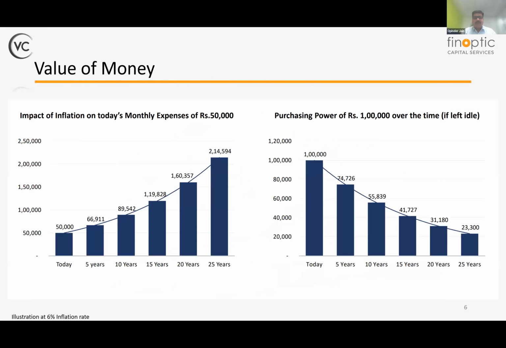When we talk about inflation, the impact on our money is, today, what is 50,000 rupees? Like the last session, which was taken by our DG, he also mentioned that the cost of living is only one coin, which was around 2,000 years.